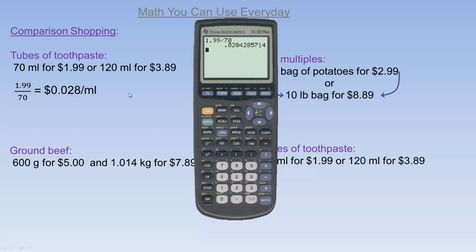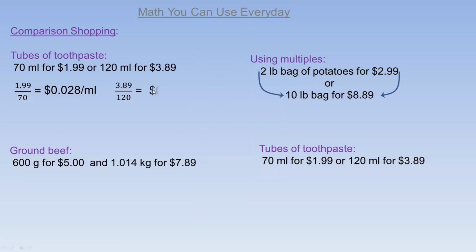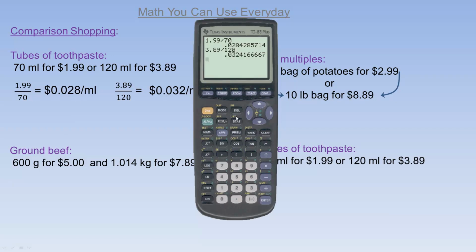So the cost per milliliter for this one, we would type in the cost first, $3.89, and divide it by 120 milliliters for the bigger one. And so that's 0.032, which would be about 3.2 cents per milliliter. So see, this one's only 2.8 cents per milliliter, and this one's over 3, so this one is a little bit cheaper.